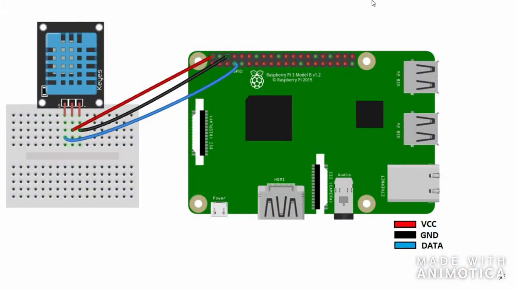Hey, what's up guys? I'm RPI Boy and today I'm going to show you how you can interface a DHT11 Adafruit humidity and temperature sensor to a Raspberry Pi 3B or 3B Plus.